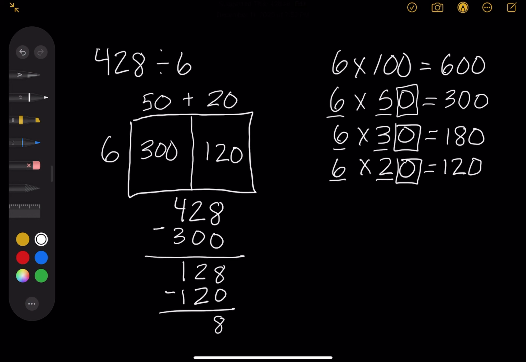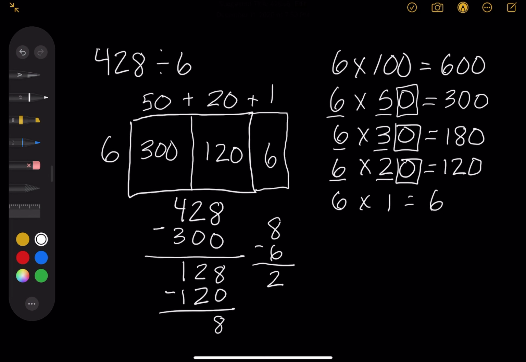Now think about that. Do I still have enough to put some of this 8 into 6 equal groups? Yeah, 8 is bigger than 6, so I need to keep going. I can do 6 times 1. That's 6. So you can always build out another box. Make the boxes as big as you need to. 6 times 1 is 6. So 8 minus 6, that's 2.